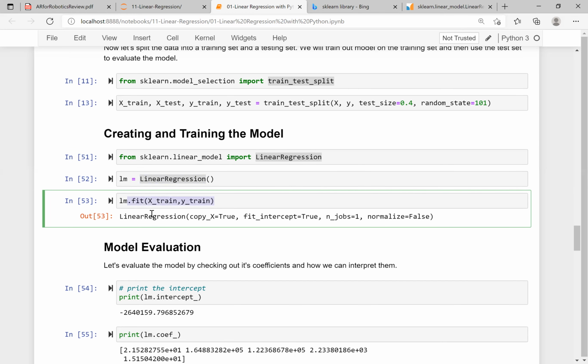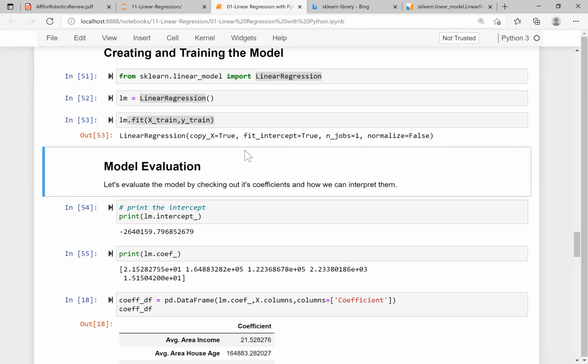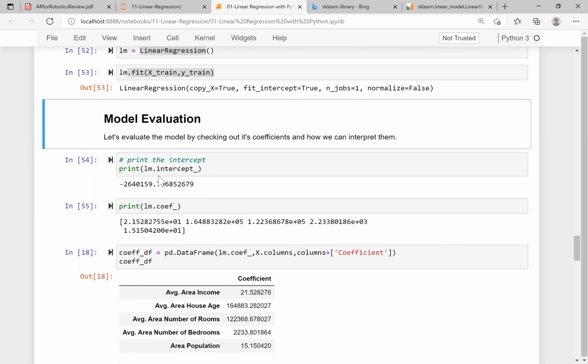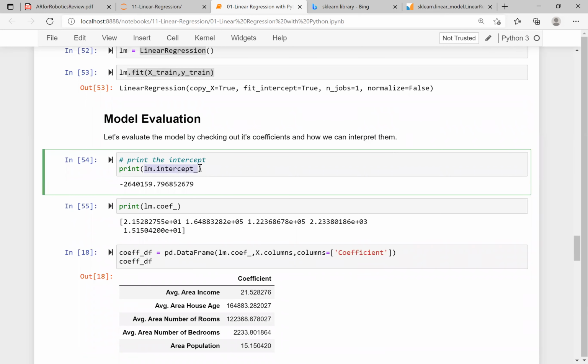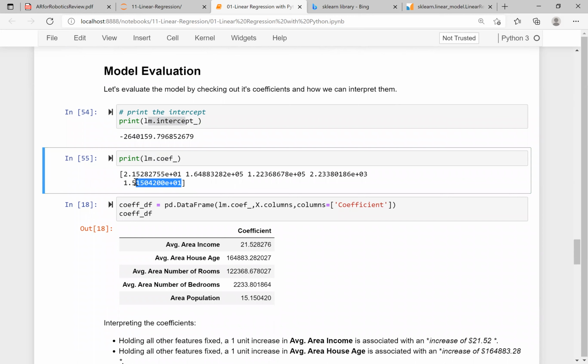You learn it, now you give me the results, right? So now it has learned, see, it has given copy x true, fit intercept true, everything. It has learned something. Now I want to see, give me the intercept. So what does the intercept mean? B naught, or the constant part, c, right? So intercept is this one, and coefficient is this one, right? I have a coefficient for each of x1, x2, x3, since I had multiple, 4 5 parameters, so I will have 4 5 coefficients.